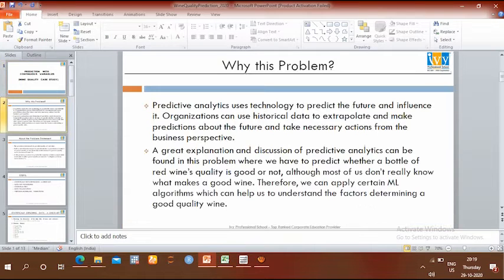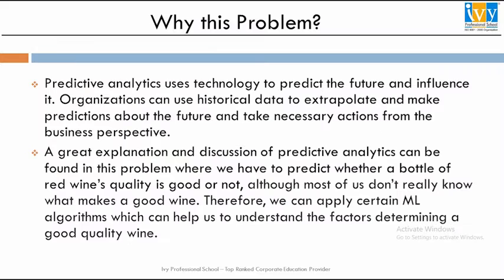So now we are going to go straight to the slides, because our main objective is to discuss the key steps which one should keep in mind while executing machine learning in Python. Our very first slide is about why this problem, as in why do we execute predictive analytics, or what is the first thing which should come to your mind while executing predictive analysis. Our first point says predictive analytics uses technology to predict the future and influence it. Organizations can use historical data to extrapolate and make predictions about the future and take necessary actions from the business perspective. So a business perspective is very important.